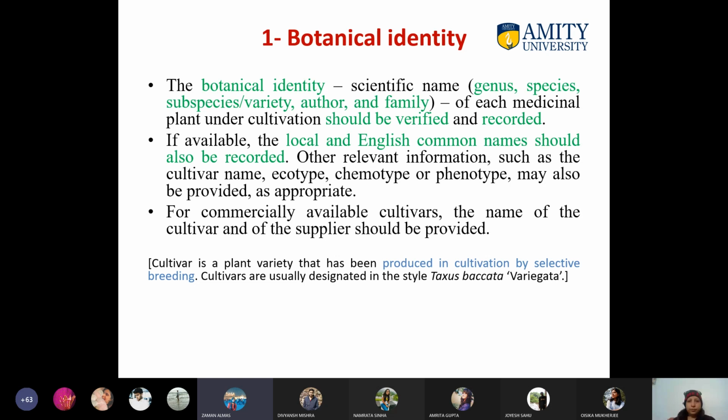Other relevant information, such as the cultivar name, ecotype, chemotype, or phenotype may also be provided as appropriate. For commercially available cultivars, the name of the cultivar and of the supplier should be provided.